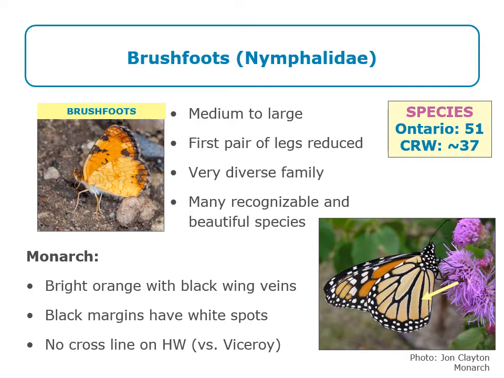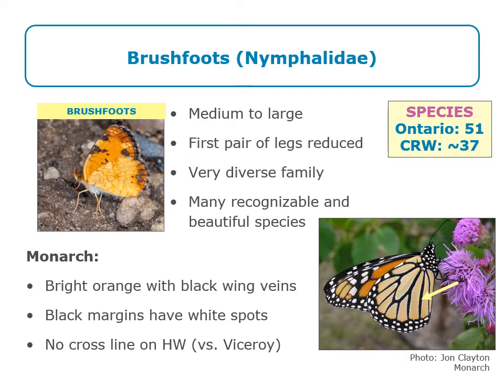They're a really diverse family, and there's a lot of big, beautiful, recognizable species in this family, including the monarch. There's 51 species of this family in Ontario, about 37 of which can be found in the Credit River watershed. So for each family, I've identified the most common species and given you some tips on how to identify it.